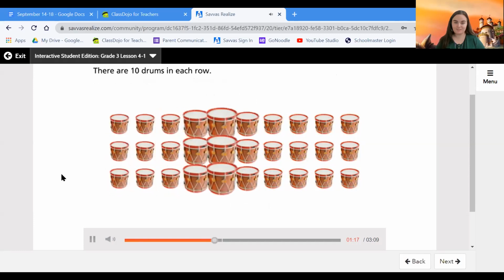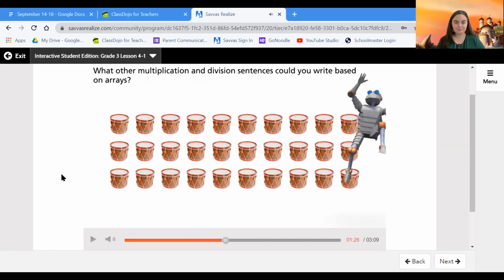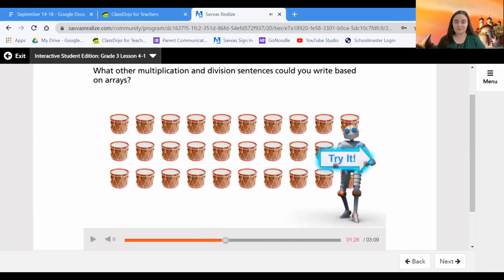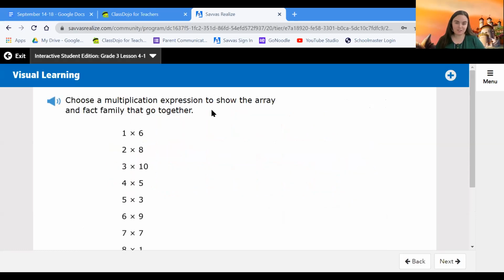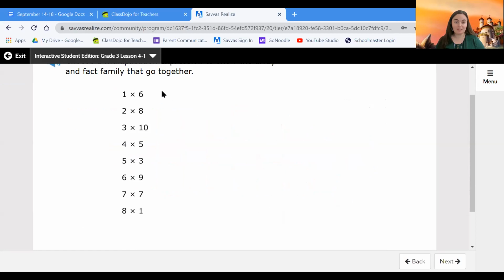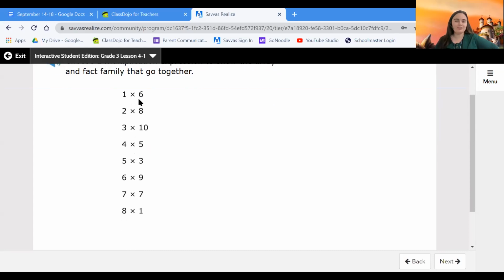Again, because those equal groups of 10 drums. Well, there could be a number of different ones, right? So let's go ahead and try it. It says, choose a multiplication expression to show the array and fact family that go together. So if we have 1 times 6, well, if we look through the rest of it, does that make sense? No, because there were more than 6 in each row. There were 10 in each row.